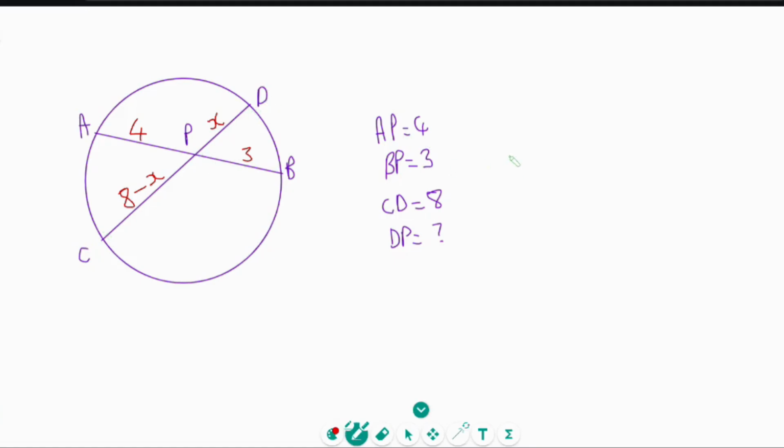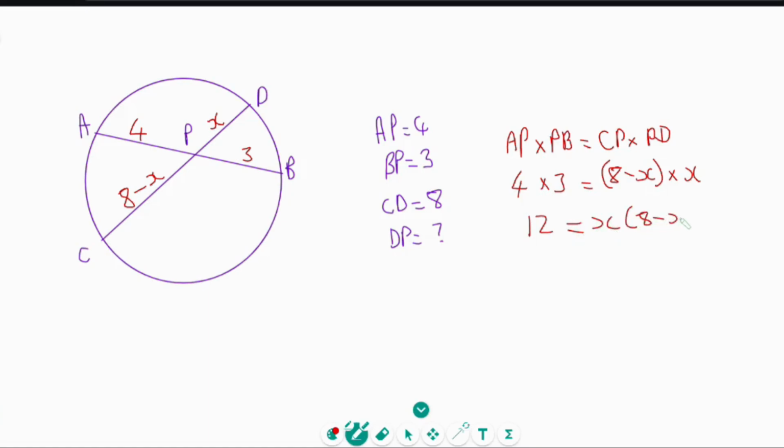Let's put everything into my formula. AP times PB is equal to CP times PD. So 4 times 3 is equal to CP, which is 8 minus X, times X. Make sure you have your brackets around your 8 minus X. Let me rearrange this a bit. Expand my brackets. We have a quadratic equation.